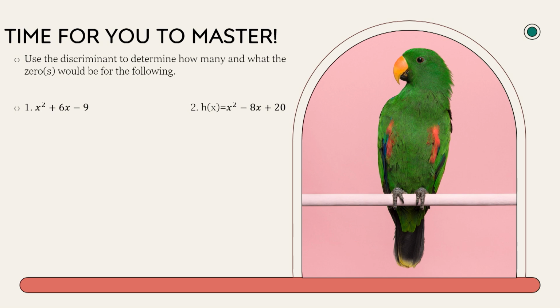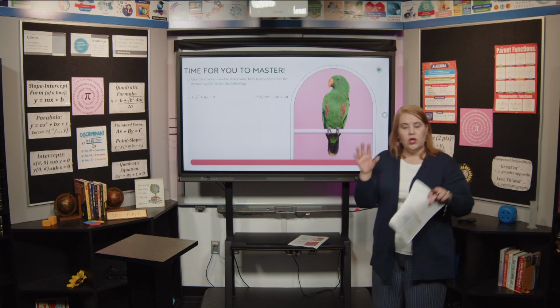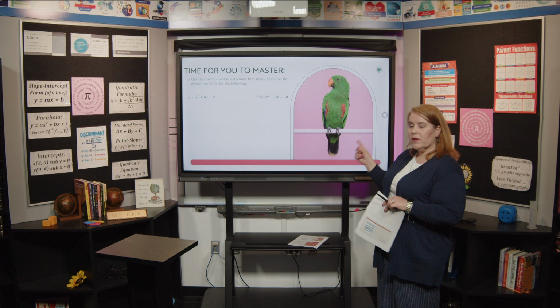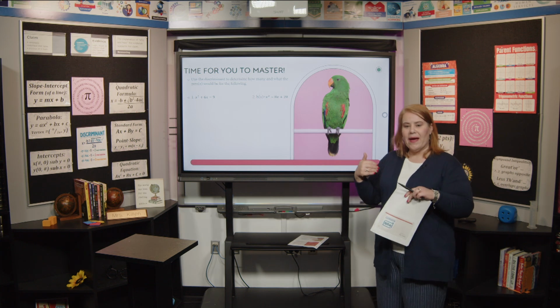This is time for you to master. Use the discriminants to determine how many and what the zeros would be for the following. So pause the video. You or you and your table partner, go ahead and work these two problems, see what you get, and come back.